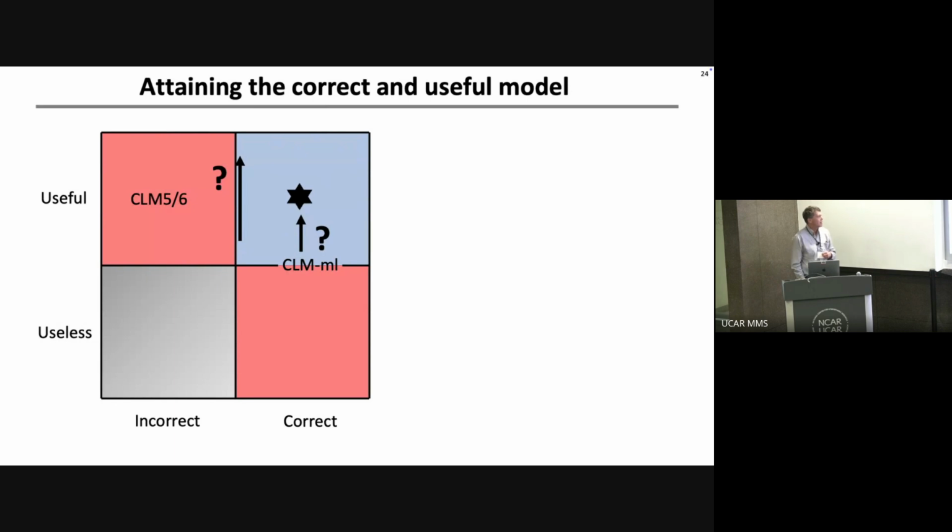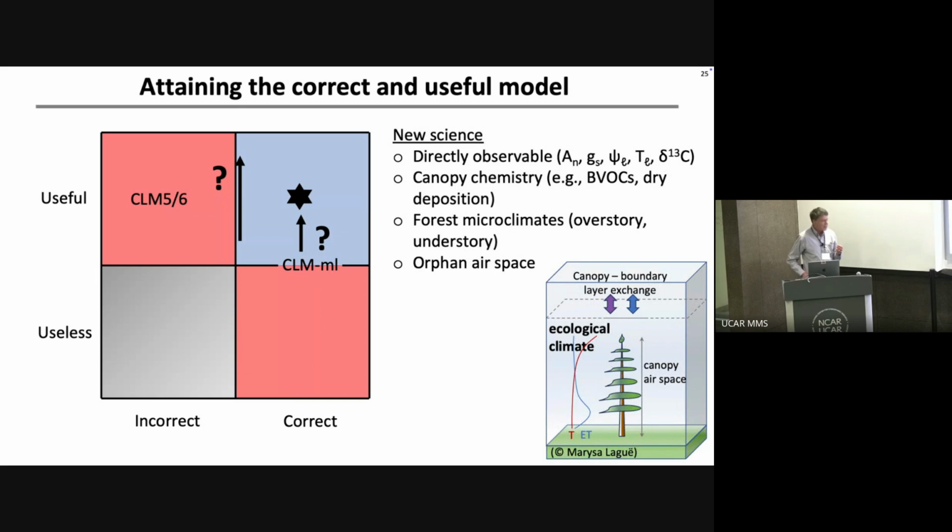So what does it take to actually get to a correct and useful model? Can we actually get there? Because if we do get there, there's a whole lot of interesting new science we can do. You can actually directly observe leaf fluxes of photosynthesis, stomatal conductance, leaf water potential, leaf temperature. You think of the implications for canopy chemistry in terms of BVOCs and dry deposition. What I'm particularly interested in is this notion of forest microclimates. The overstory is very different from the understory.